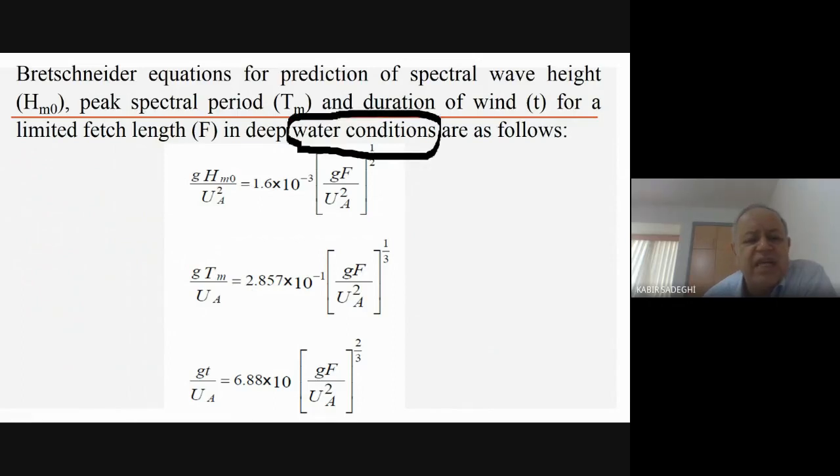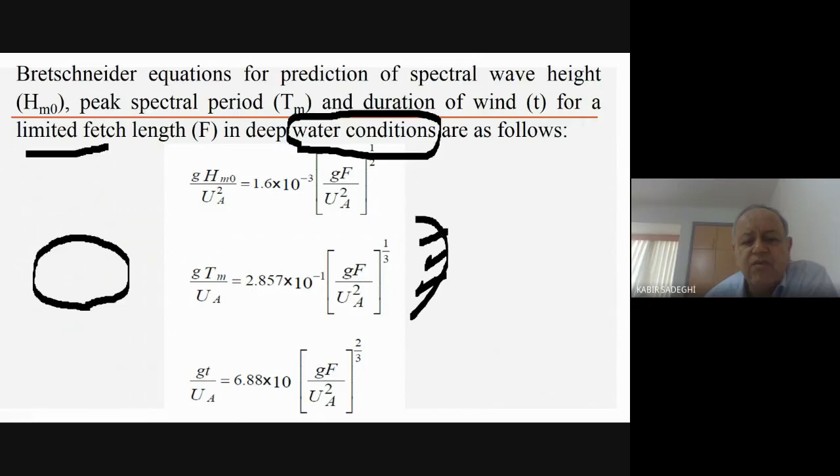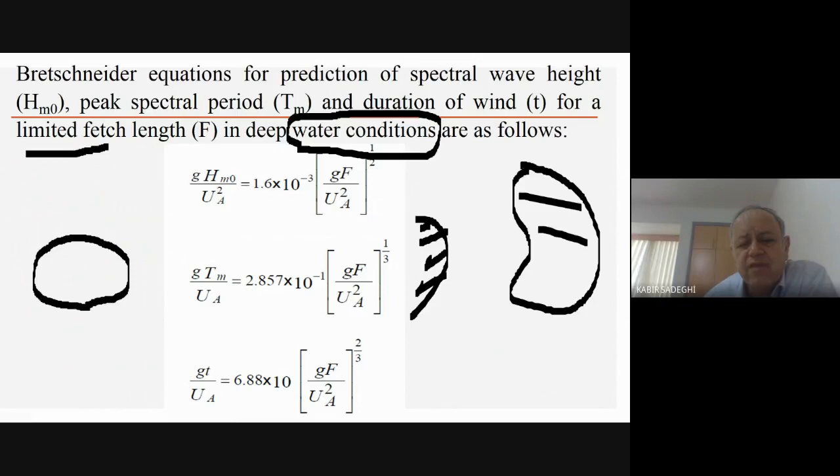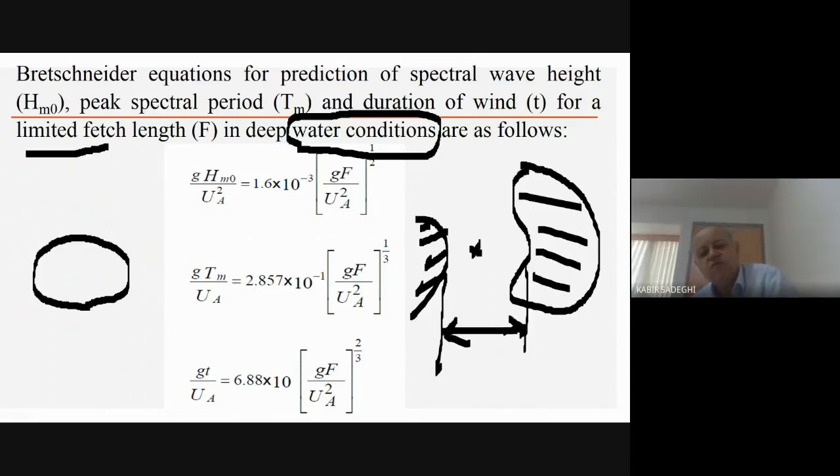When it says limited fetch, either the fetch is limited or we have two mountains here or two islands here, I don't know. One island here, and we are talking about something between. The fetch from here to here is limited, it is not open sea. But if you don't have another formula, you can apply this one as well for estimation.